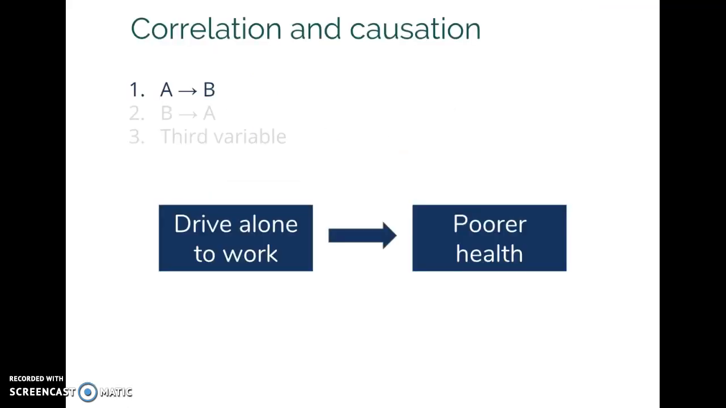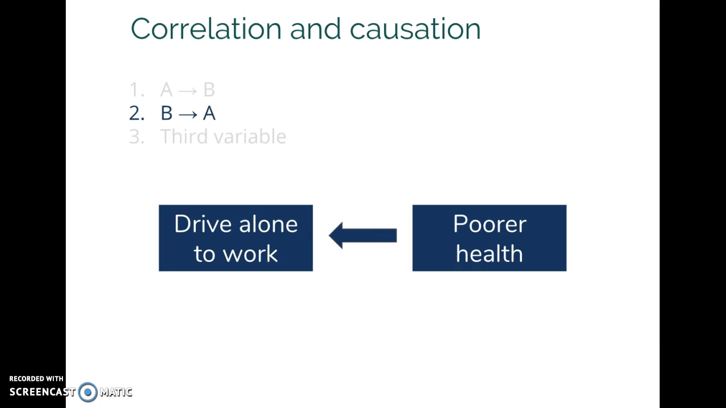One possibility is that A causes B. In this case, meaning that driving alone to work causes poor health. That doesn't really seem very likely. Same goes for our next possibility, which is that poor health somehow makes people drive by themselves.